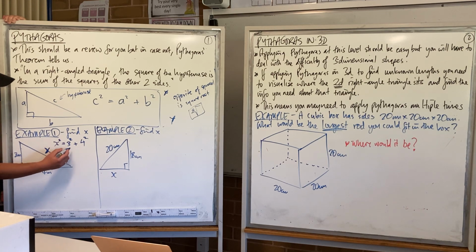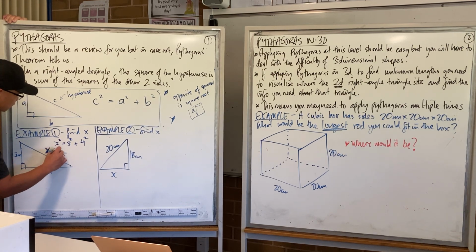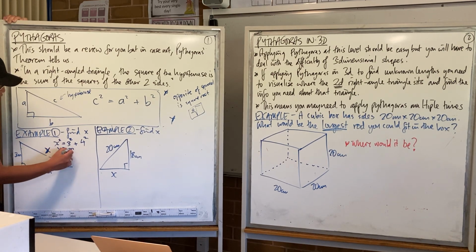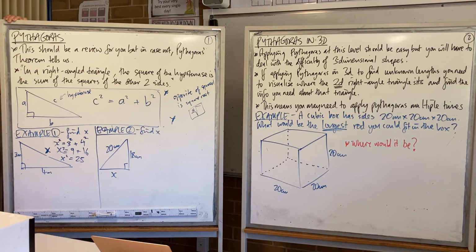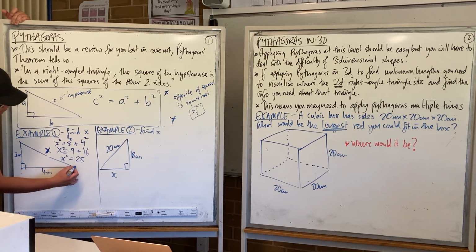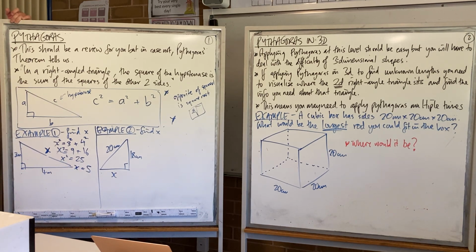I haven't done anything with the angle, it's hard to do this. X squared is equal to 3 squared is 9 plus 16. X squared is equal to 25. Does anyone know off the top of their head what number do I times by itself to get 25? X is going to be 5. If you didn't know, you're not expected to know, use a calculator to find the square root of 25. So it's going to be 5 meters.